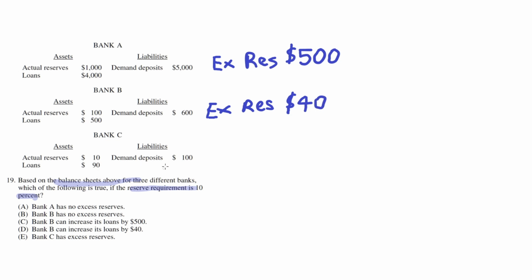Then for Bank C, the demand deposits are 100 and their reserves are 10. 10% of 100 is 10, so their excess reserves are 0.